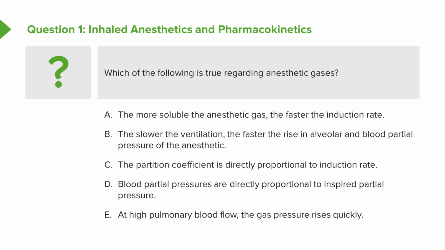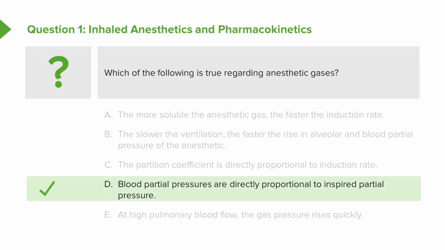Is that correct? C, the partition coefficient is directly proportional to induction rate. Is that correct? D, blood partial pressures are directly proportional to inspired partial pressure, and at high pulmonary blood flow, the pressure rises quickly. The correct answer is partial pressures are directly proportional to each other. The other ones are incorrect.